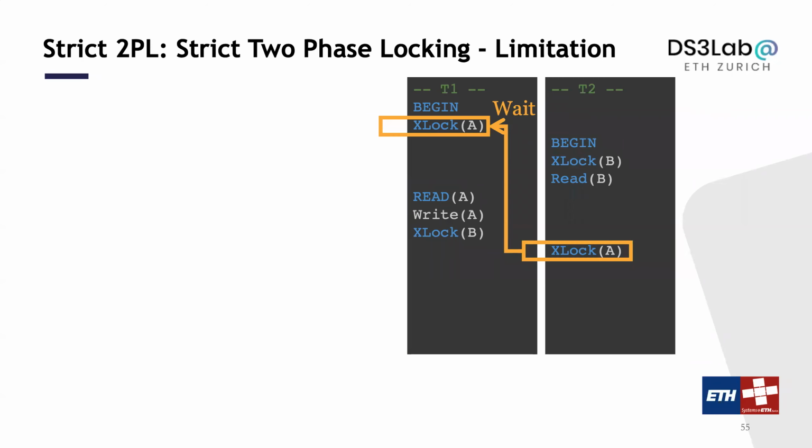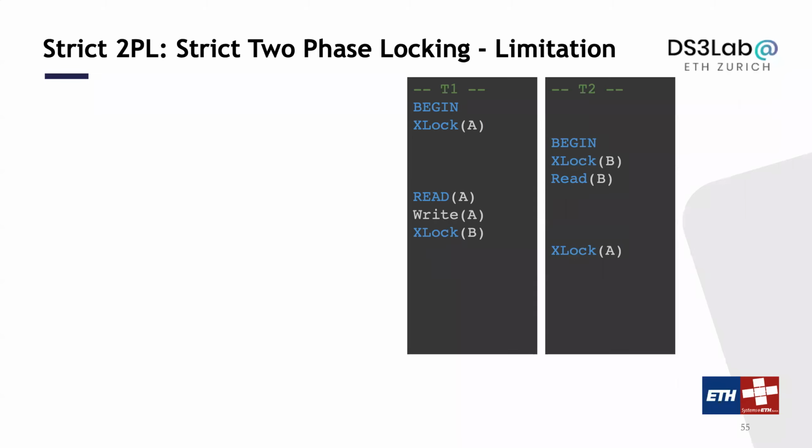Okay, so now we talked about a whole bunch of good things about strict two-phase locking. What is the limitation? Here's one example. Assume you have T1 and T2. T1 first acquires a lock on A, and the lock manager gives it the lock. And then T2 tries to lock B, which is also fine, since no other transaction holds a lock on B. So the lock manager is going to grant the lock.